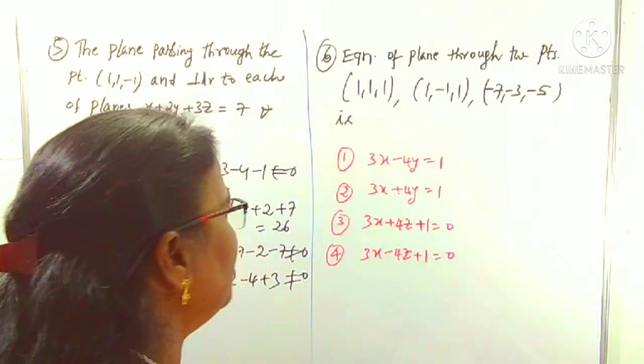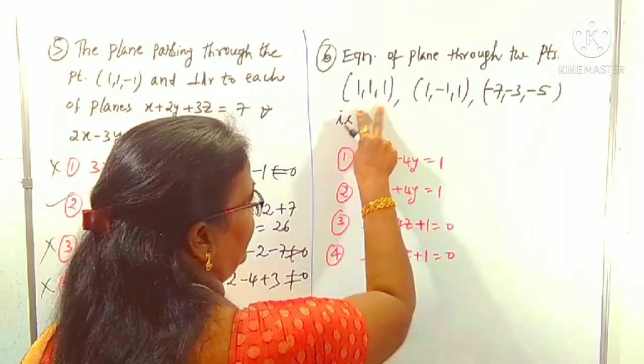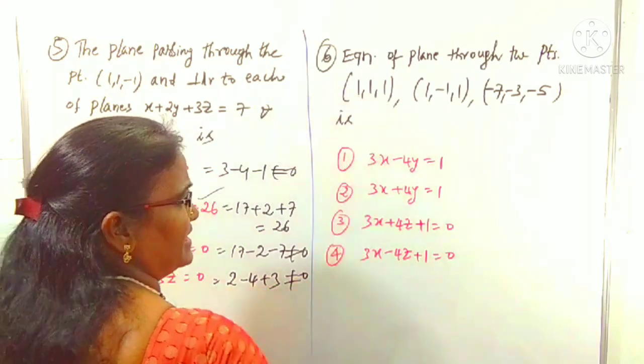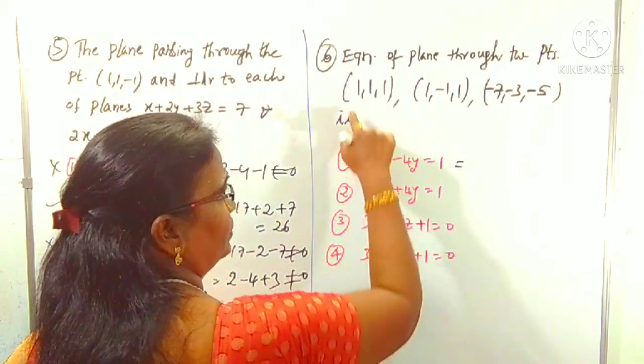Here 3 points are given. First you can check the first point. If there is no repetition, no need to worry about the rest of the points. We can check the first point. This plane is passing through these 3 points.